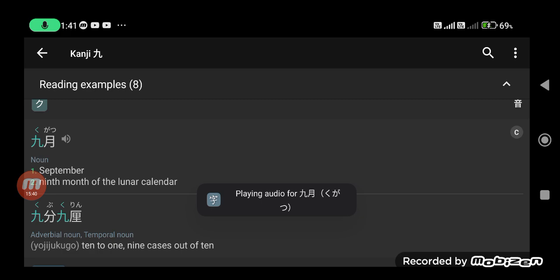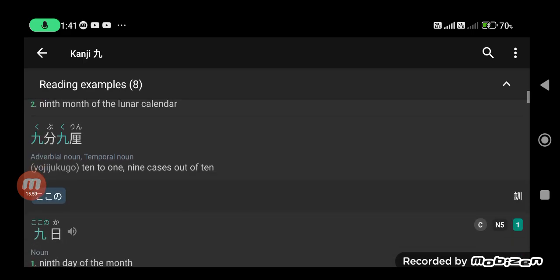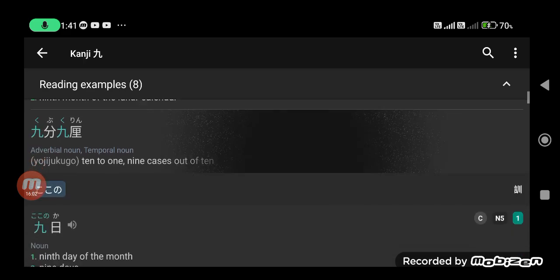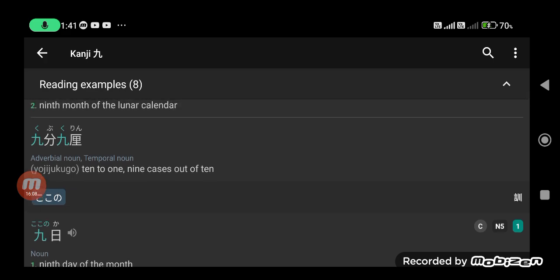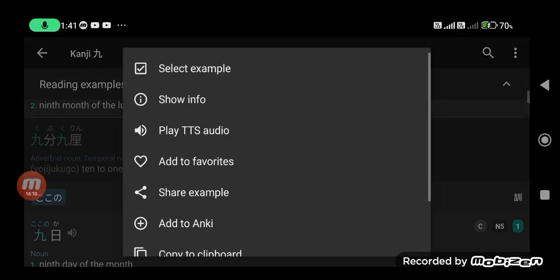And then 9月, the month of September, is not Kyuugatsu. Please be careful, September is not Kyuugatsu but Kugatsu. Please use the second onyomi for the month, not Kyuugatsu but Kugatsu. 9月, Kugatsu. And then we have another yoji jukugo, 10 to 1, or 9 cases out of 10.